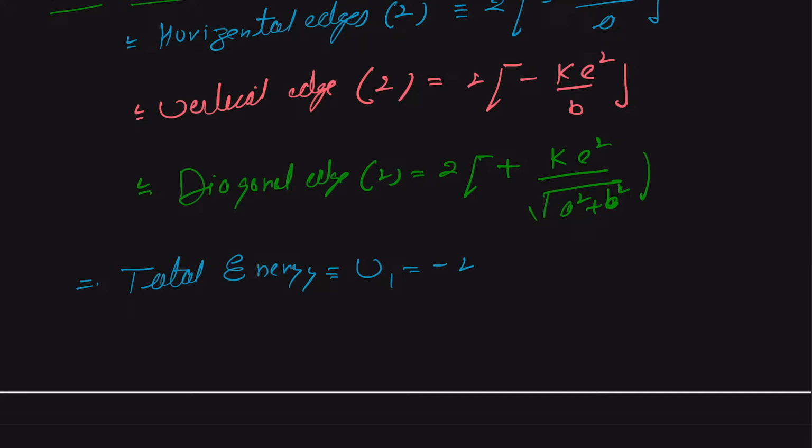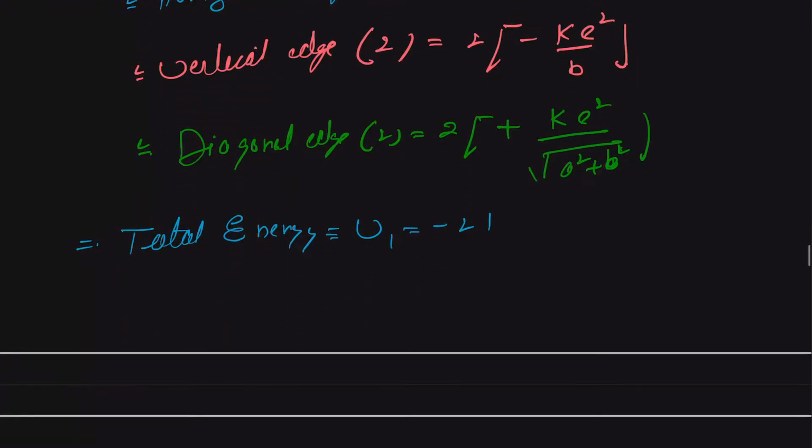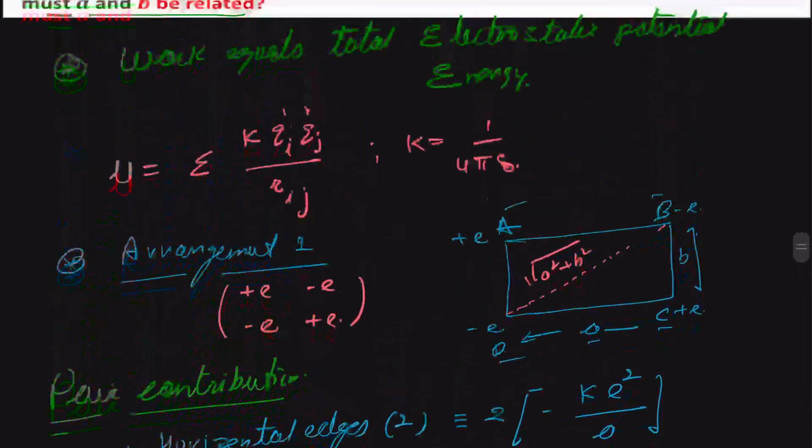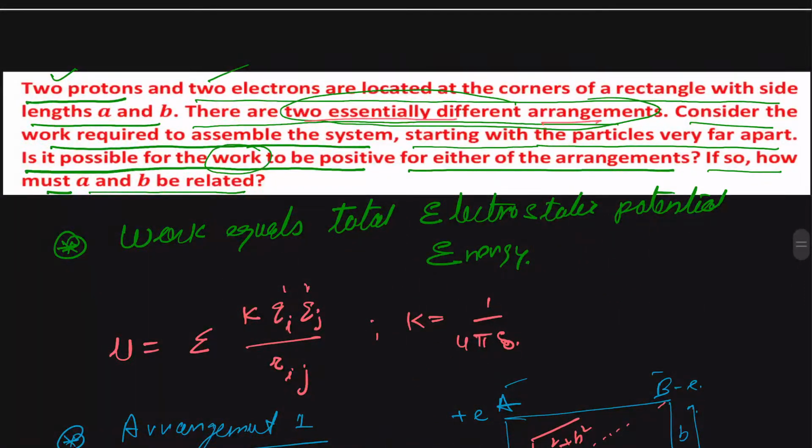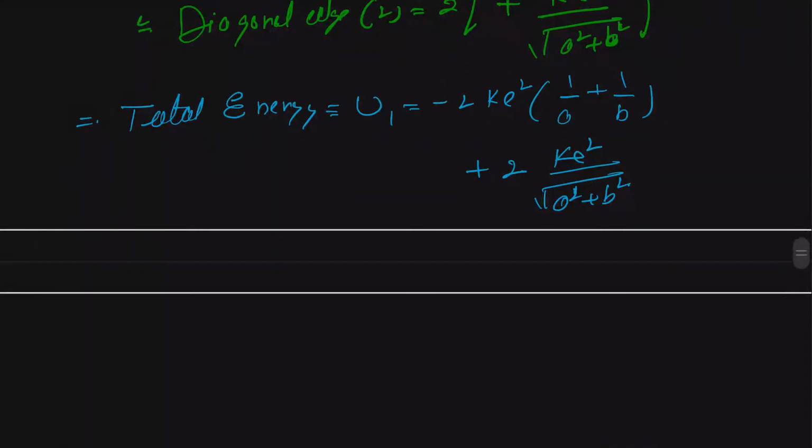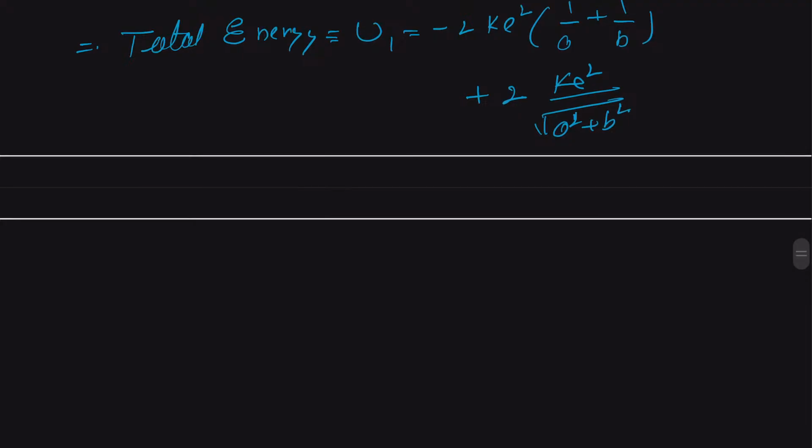So this will become minus 2 k e square, which will be common. It will be 1 by a plus 1 by b, plus, and the second will be coming as 2 k e square upon the square root of a square plus b square. And we are only interested in whether the work done will be positive or not. We are interested in the sign. Therefore, we can say sign of U1.